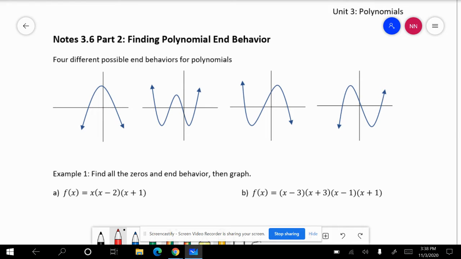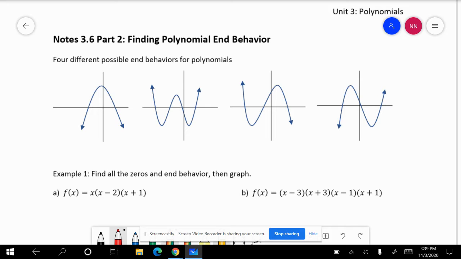We're going to be looking at end behavior of polynomials. What we're going to be doing is adding on to what we did last time, which is finding the zeros, and then we're going to find the end behaviors, and then graph. So we need to understand how the end behaviors work.